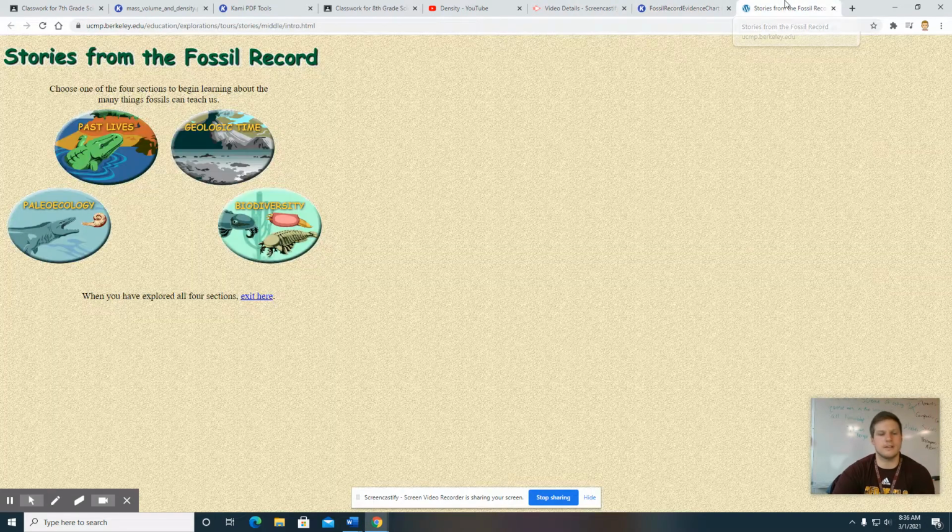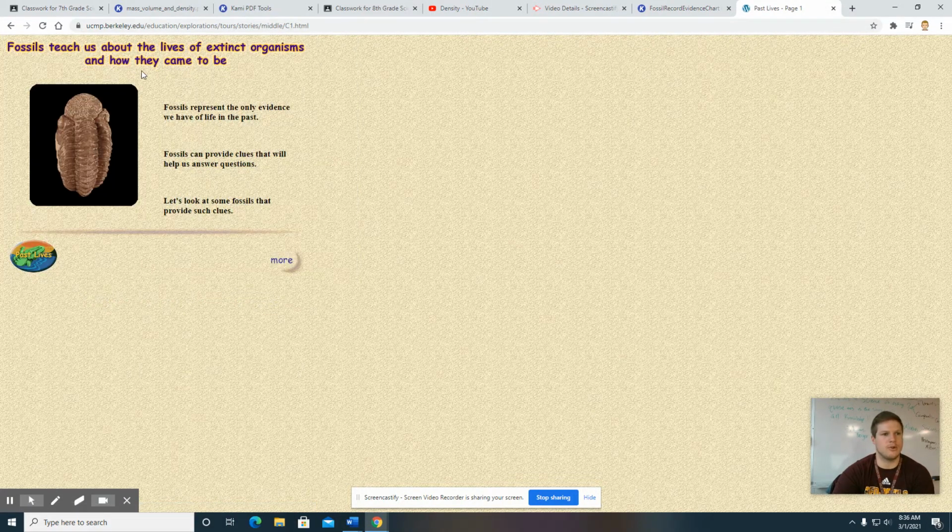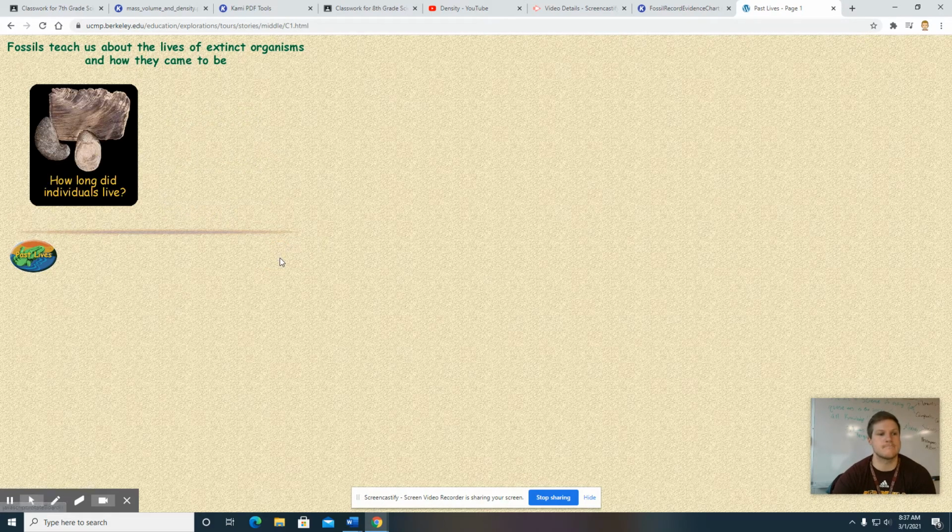Let's go back here and look at past lives. As you go through here, it's going to tell you about each of these different things. So fossils represent the only evidence we have. They can provide us clues that will help us answer questions. Let's look at some of these. So how long did individuals live? How did individuals protect themselves? How did their behavior, all that good stuff. Okay, let's take an even closer look.